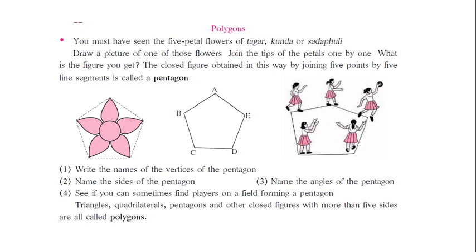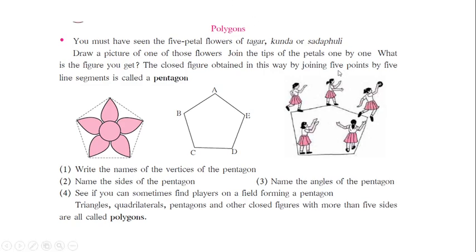Polygon. Polygon means a figure which has more arms. Draw a picture of one of those flowers joining the tip of the petals one by one. What is the figure you get? The closed figure obtained in this way by joining 5 points by 5 line segments is called a pentagon.